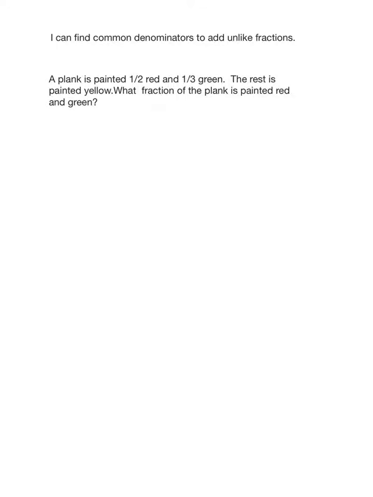Okay, today we're going to focus on finding a common denominator to add unlike fractions. Remember, unlike fractions are fractions that do not have the same denominator. If we look at this problem here, a plank is painted 1/2 red and 1/3 green. The rest is painted yellow. What fraction of the plank is painted red and green?